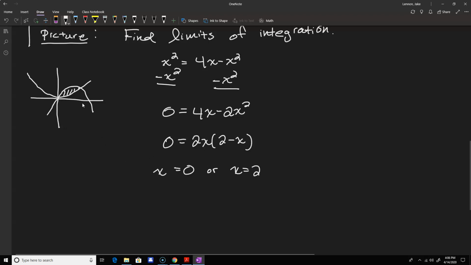We can see x squared is going to be the parabola on the bottom, and the parabola opening downward has to be the one on top. So our area here is found now by integrating between these two limits, from 0 to 2. And we've got 4x minus x squared.